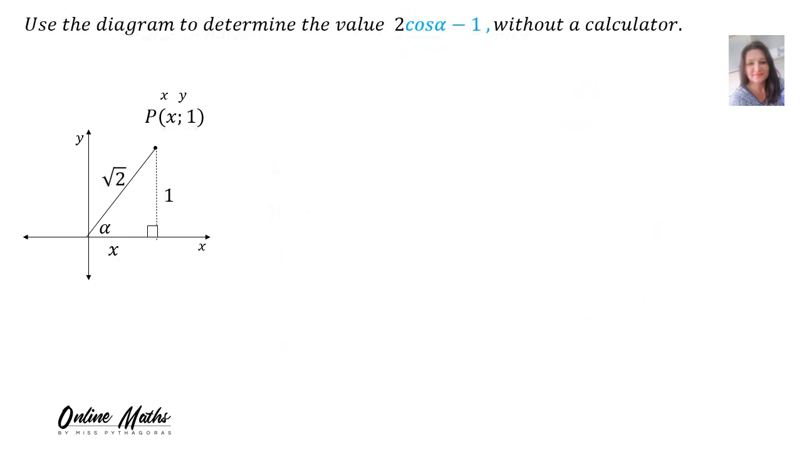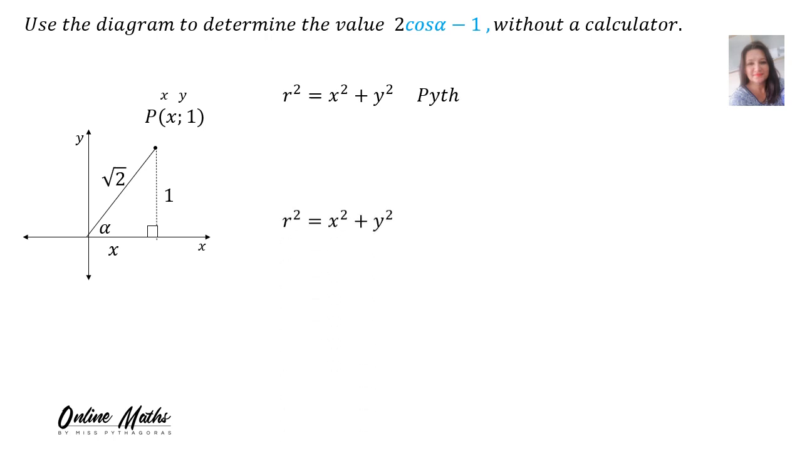Use the diagram to determine the value of 2 cos alpha minus 1 without a calculator. Then there's your diagram. In the first quadrant, r's value is root 2, x is unknown, and y's value is 1. So we will be calculating the value of x with the theorem of Pythagoras. So we start with r squared is equal to x squared plus y squared, Pythagoras.